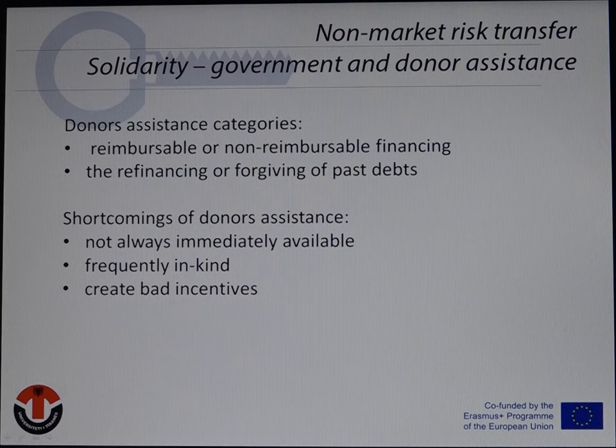Nevertheless, government funds are usually limited and cannot bear the cost of major disaster events. In such cases, international assistance may come to their rescue. Bilateral and multilateral assistance may take the form of reimbursable or non-reimbursable financing, and, in some cases, the refinancing or forgiving of past debts.